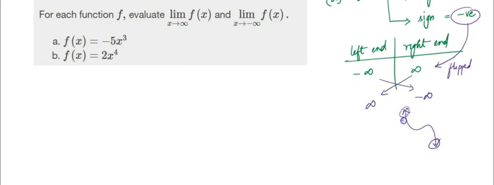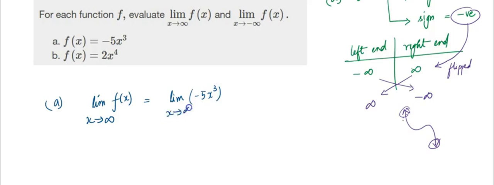The left end will be pointing upwards towards positive infinity, the right end pointing downwards towards negative infinity. So now let's test that via calculus. So limit f of x as x approaches, let's start with positive infinity, will be the limit of negative 5x cubed as x approaches infinity.